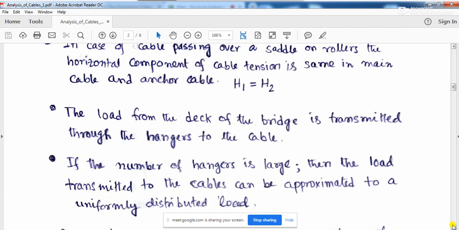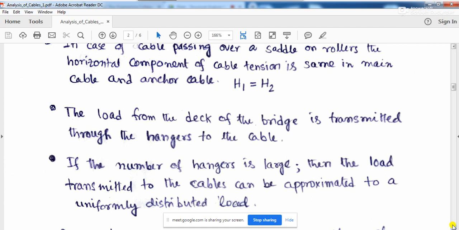Now the load from the deck of the bridge is transmitted through the hangers to the cable. You have understood how the load is transmitted from the deck of the bridge to the cable. The load is coming on the bridge deck, the hangers are taking the load, and then those hangers are transmitting the load to the cable. Now let's try to understand what the profile of the cable will be, from these two points we are discussing next.